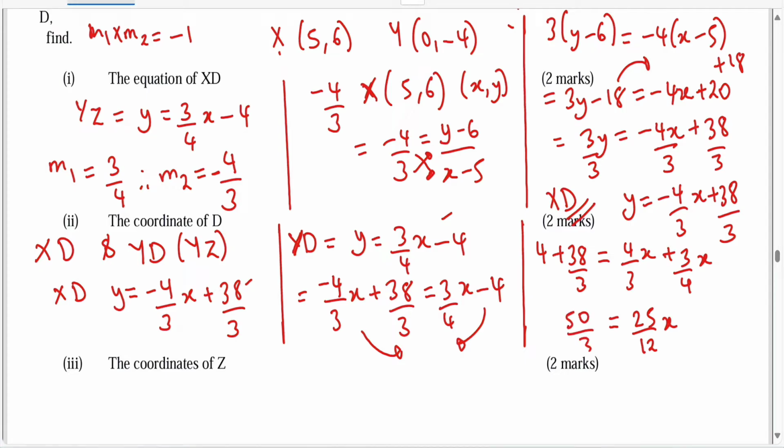So to find x, multiply by 12 over 25. So our x will be 12 over 25 times 50 over 3, which is just 8. So our x is 8, but what is our y?